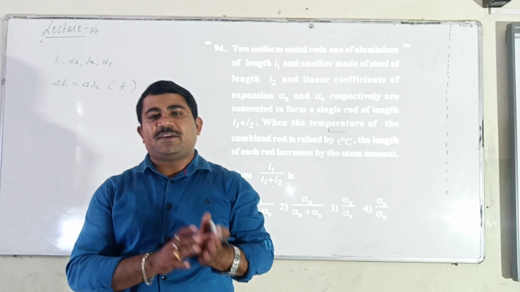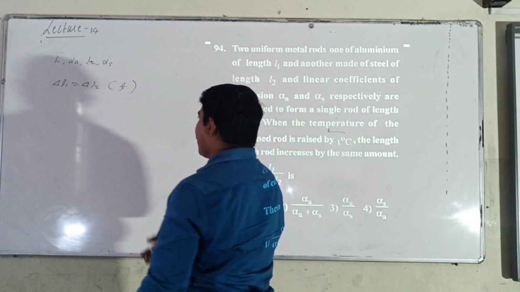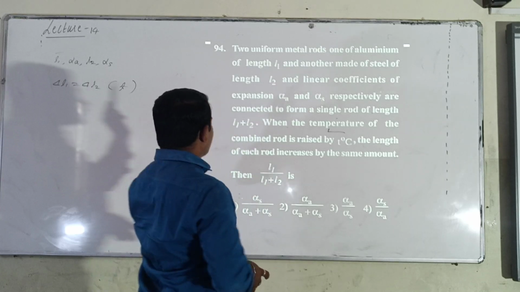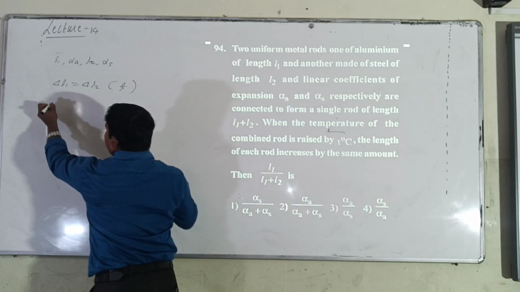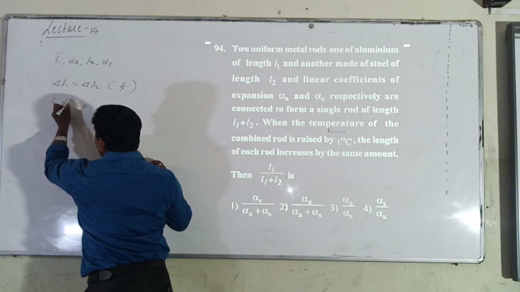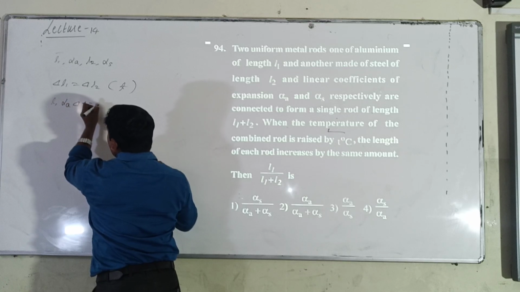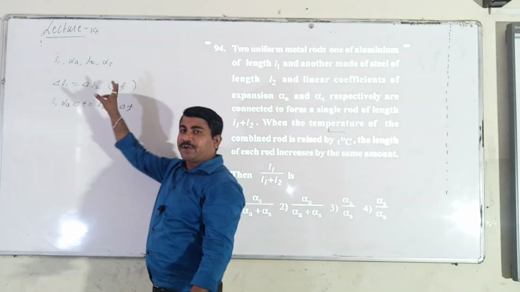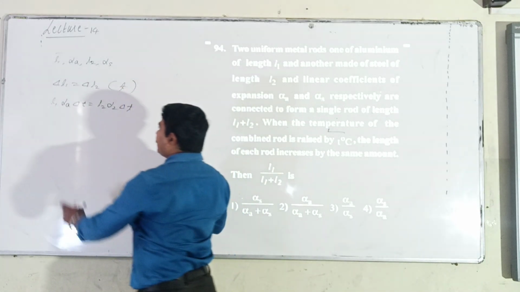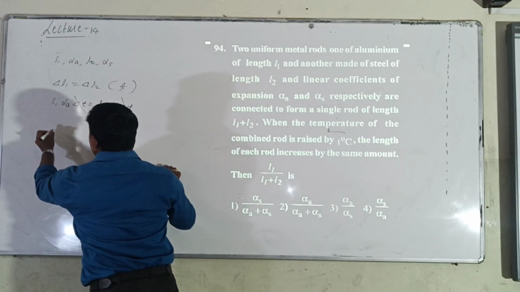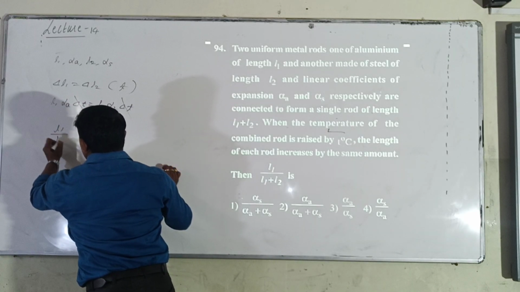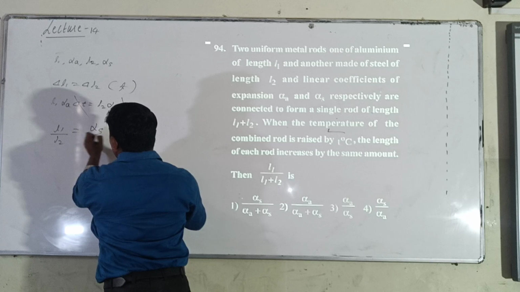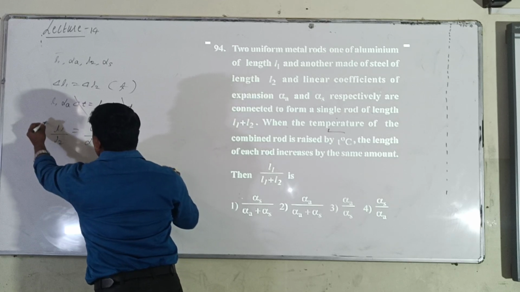Common temperature T, right? At the same temperature, it is L1 alpha A into delta T equal to L2 alpha S into delta T. At the same temperature, a common temperature must exist. Again from this, delta T cancels. What is remaining? L1 divided by L2 is equal to alpha S divided by alpha A. Remember this formula.